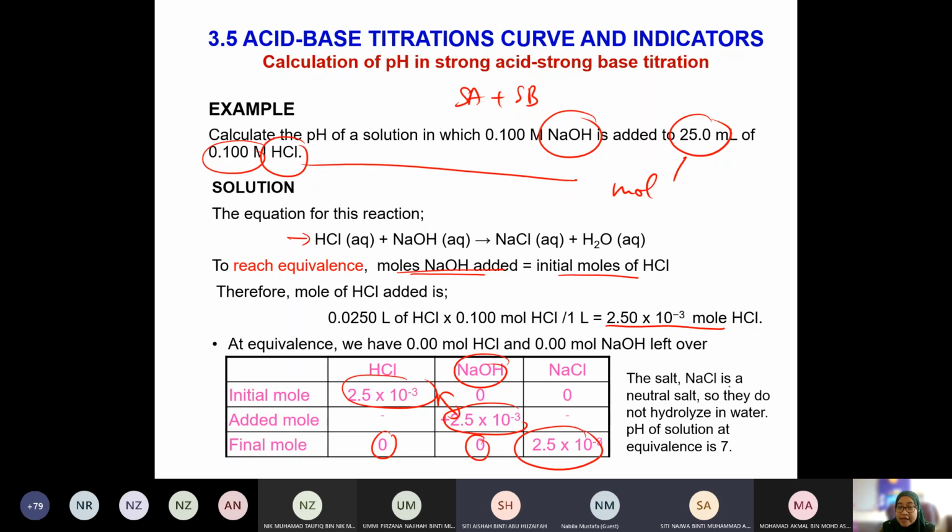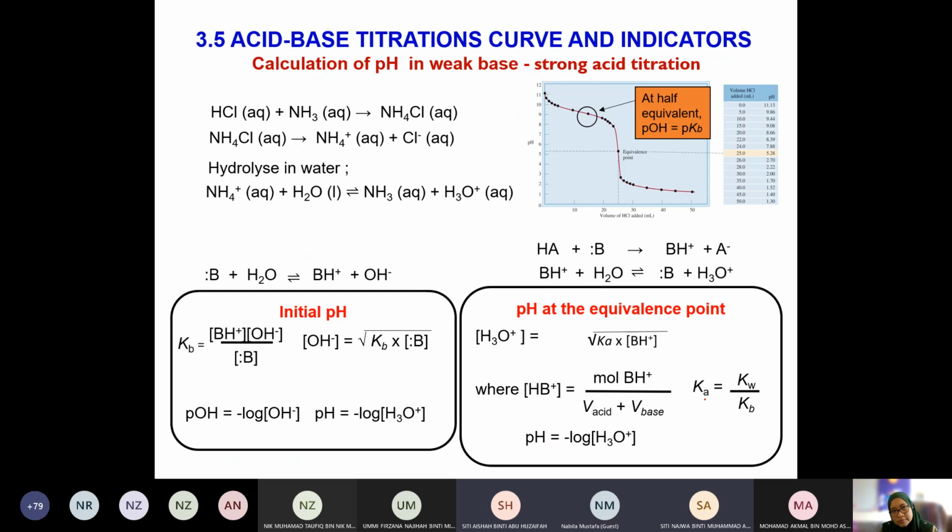Okay, so we know that NaCl is a neutral salt, so they do not hydrolyze in water. Okay, kenapa? Sodium come from sodium hydroxide, chloride come from HCl. So both of them are very weak conjugate acid and conjugate base. They do not hydrolyze in water. Therefore, the pH will be the pH of water, which is 7. Okay? Alright. Done for strong acid versus strong base.